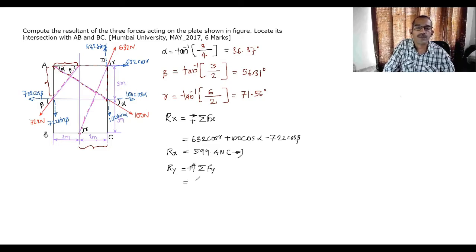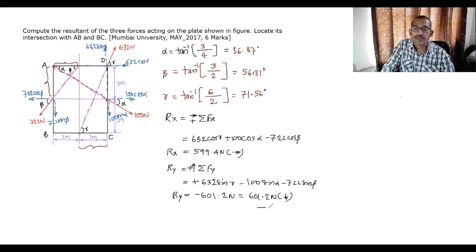Now again, 632, if we concentrate the component upward, this one is 632 sine of gamma. Component of 100 downward is minus 100 sine alpha. Component of 722 again downward, 722 sine of beta. If we add these components, this Ry comes out to be minus 601.2 Newton. That means this component will be in the downward direction.